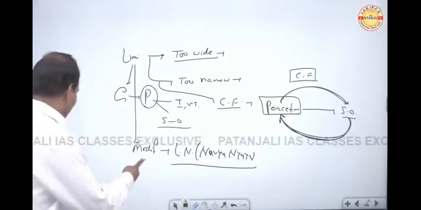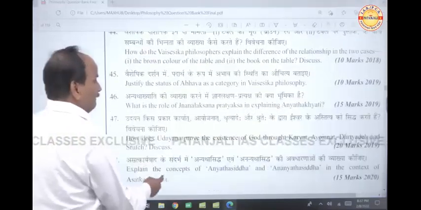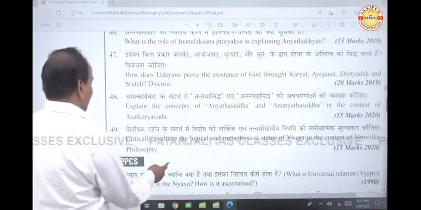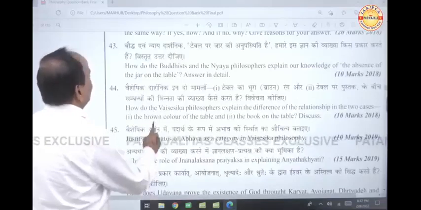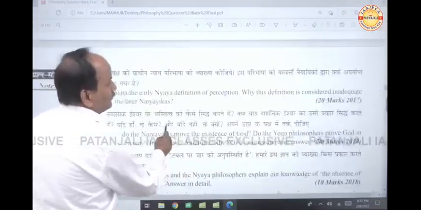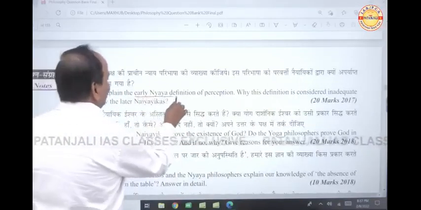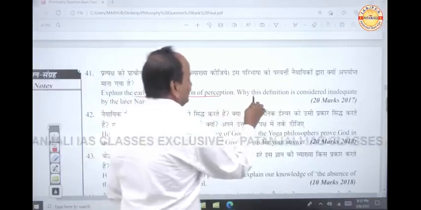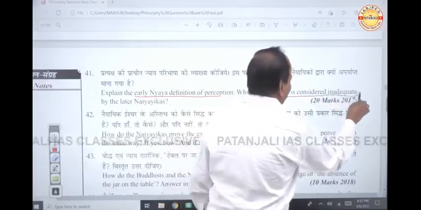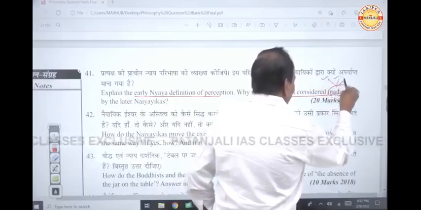एक बस क्वेश्चन इस पे आ चुका है, सेम इसी क्वेश्चन पे. देखो ये, 17 में था. Explain the early Gautama's definition of perception. Why this definition is considered inadequate? Three kinds of problem. Too wide, too narrow, circular fallacy.